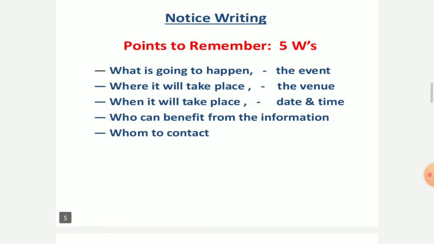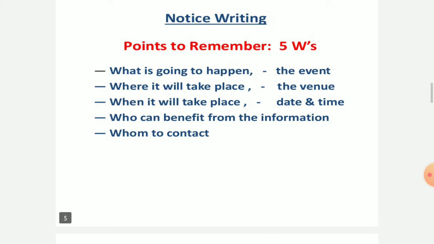Where will it take place? That is the venue or the place. When will it take place? That is the date and time. Who can benefit from the information and whom to contact. So what, where, when, who and whom. These are the 5 W's. If you are all very much acquainted with these 5 W's, then notice writing becomes very easy.